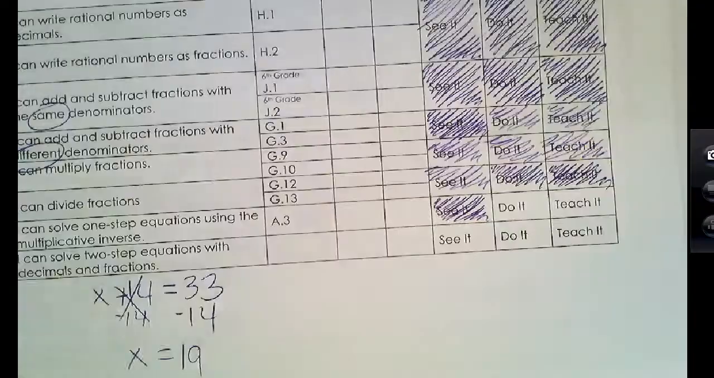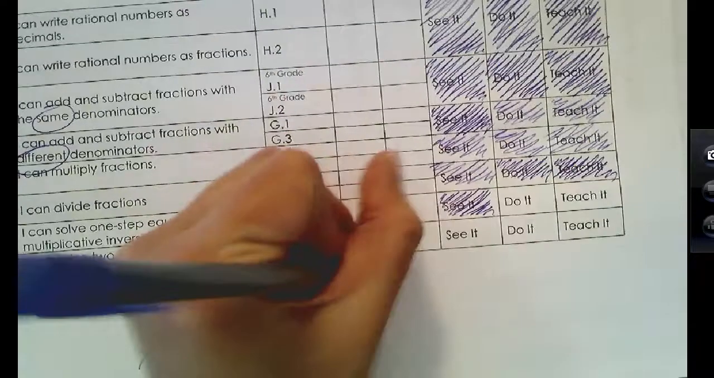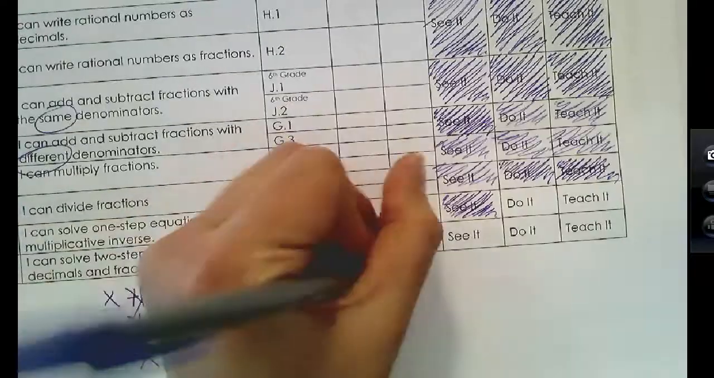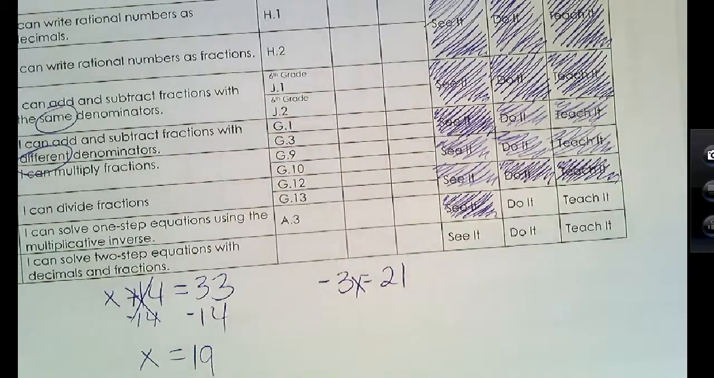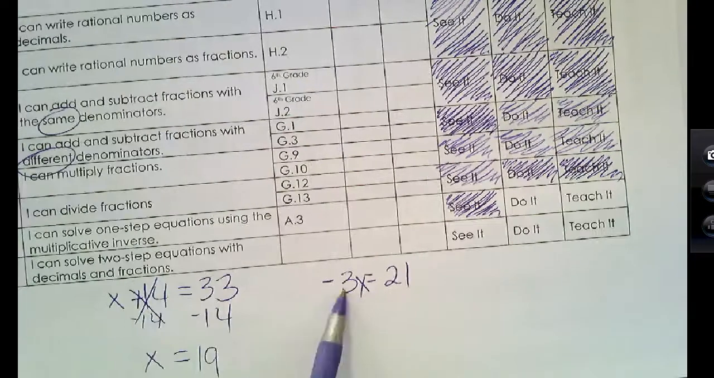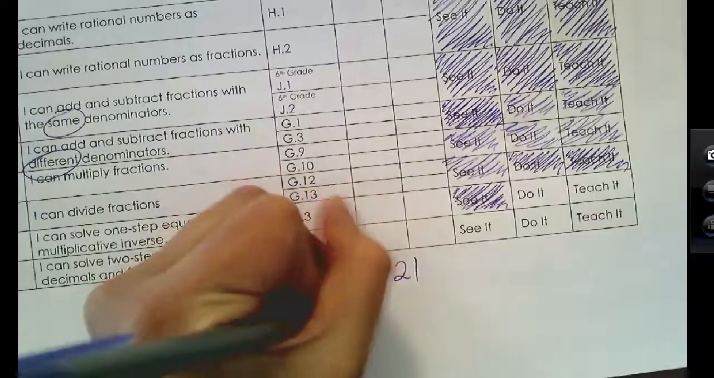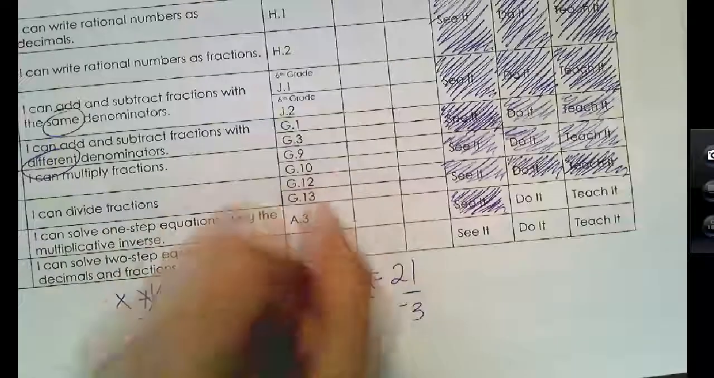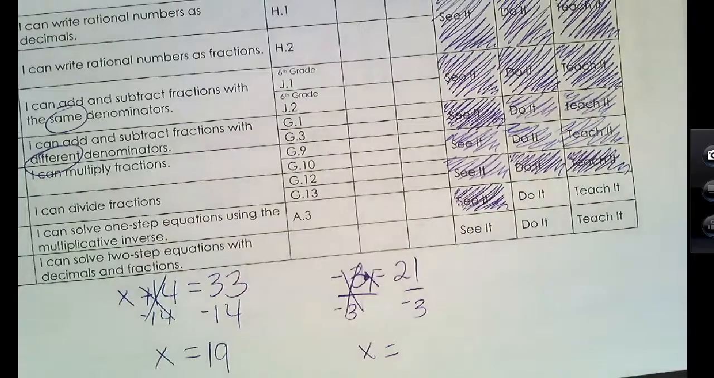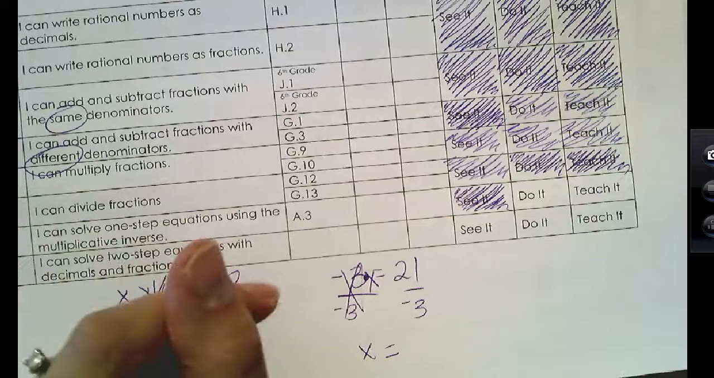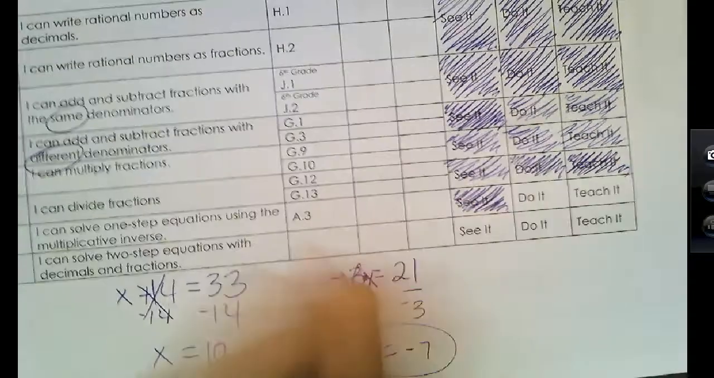You could also have negative 3x is equal to 21. This would also be a one-step equation. And what is technically between the negative 3 and the x? Multiplication. So what's the opposite of multiplying? Dividing. So we want to divide both sides by negative 3 this time. And we get x is equal to negative 7. Yep, it would be a negative 7.